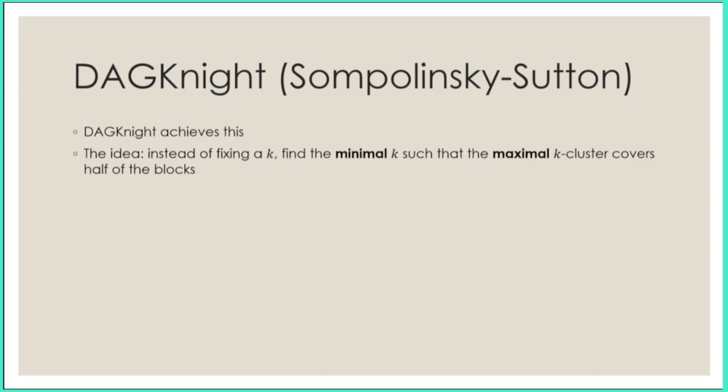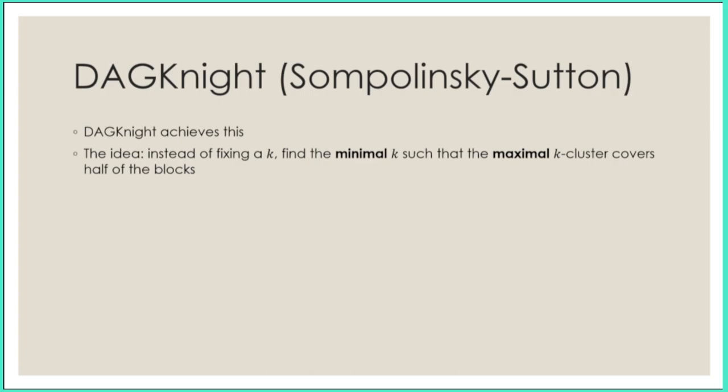Instead of fixing K, we need to find the minimal K such that the maximal K cluster covers half of the blocks. So if you remember how KGI looks like, you'll see that even though K equals 18, the width of the network is usually around 1 or 2 or 3. Sometimes it goes to 5, but you don't normally see it go to 18. And the reason for that is exactly this security margin I talked about. Now, remember that choosing a large K has a detrimental effect on confirmation times, because the security you eventually achieve is a function of K, and the number of blocks you want to wait is a function of K.